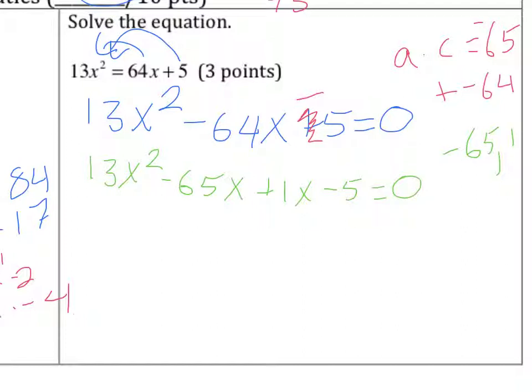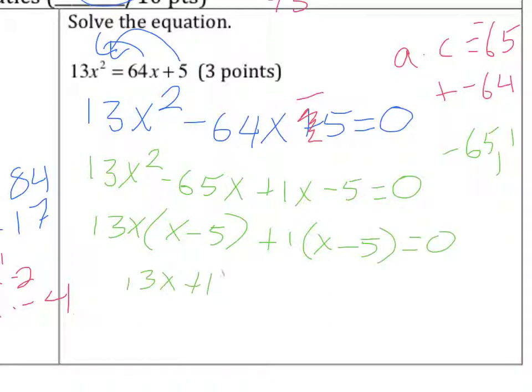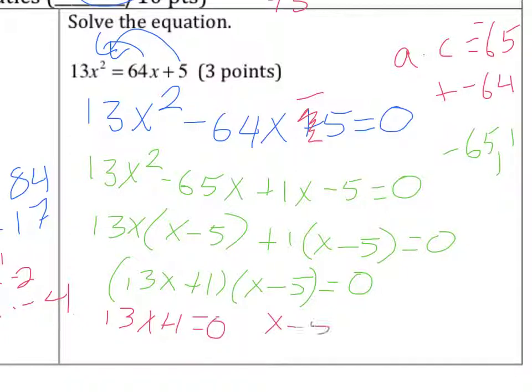I'm going to have 13x coming out of that, x minus 5, and I've got a plus 1 coming out, x minus 5 equals 0, 13x plus 1, and x minus 5 equals 0. 13x plus 1 equals 0, and x minus 5 equals 0.